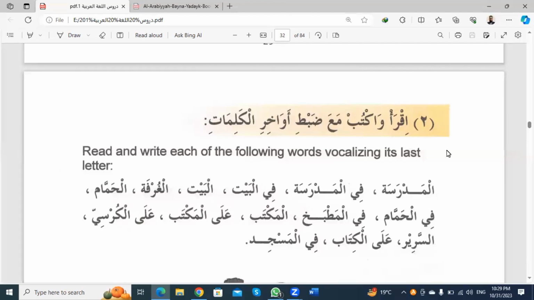Very good. So this is al-madrasatu, fil madrasati, fil bayti, al-baytu, al-ghurfatu, al-hammamu, fil hammami, fil matbakhi, al-maktabu, ala al-maktabi, ala al-kursiyi, as-sarir, ala al-kitabi, fil masjidi.